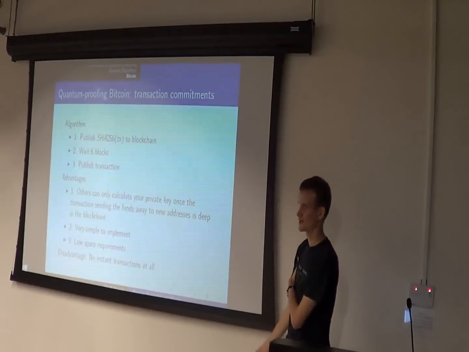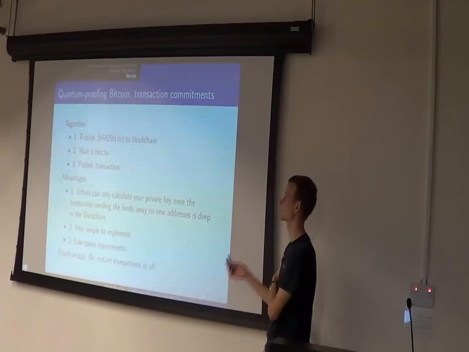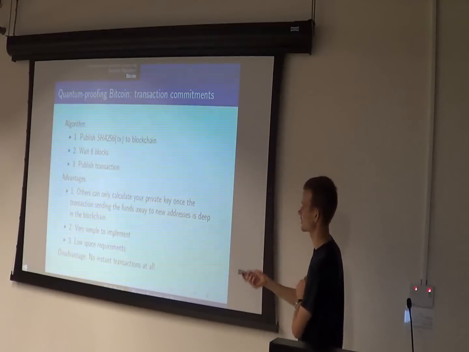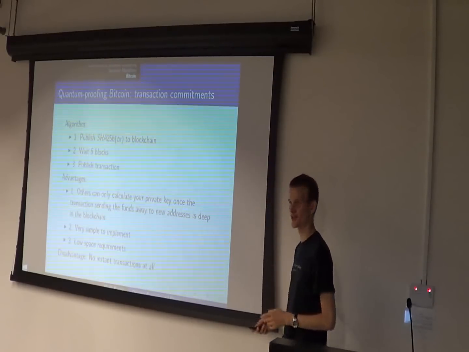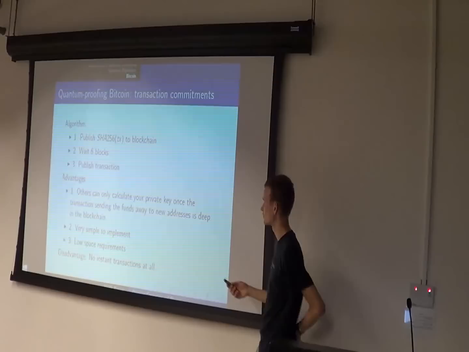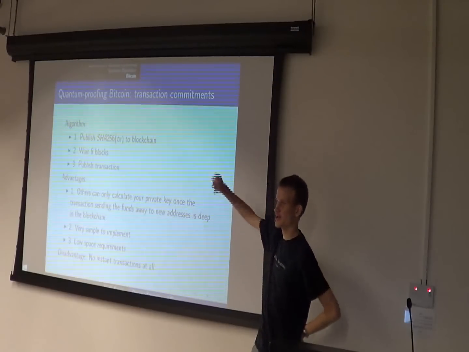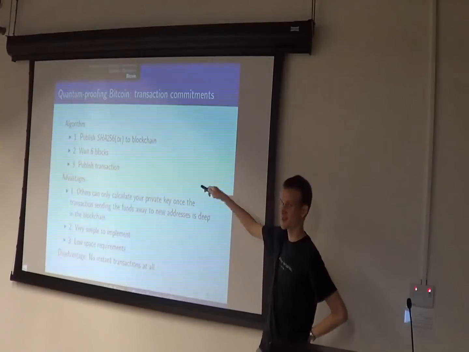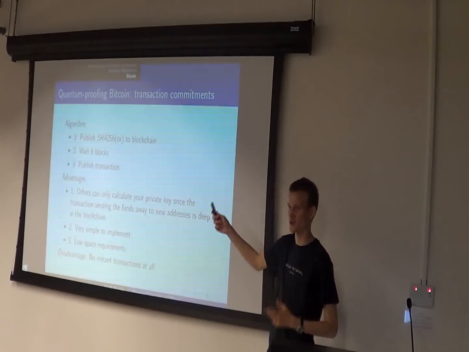So here's how you make Bitcoin quantum safe. Here's a first algorithm, which, by the way, can be used to do a sort of switch over. So how does it work? First, publish the hash of the transaction. Then you wait 6 blocks. Then you publish the actual transaction.